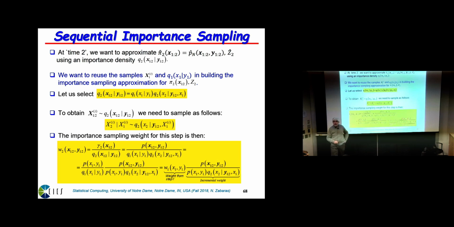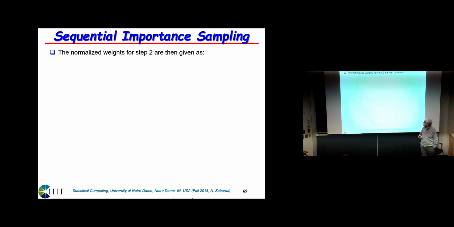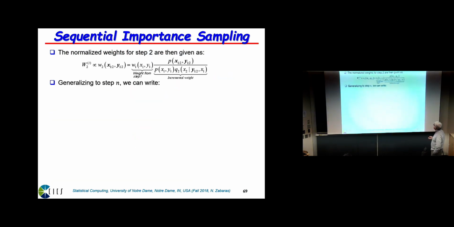But we can simplify, because for the state space model, I can actually tell you right away the ratio of this joint divided by this joint at time 1, it only involves the transition model from x1 to x2 and the observation model of y2 given x2. So the ratio of these two things is very simplified. Okay? So the idea here is the weights are updated.